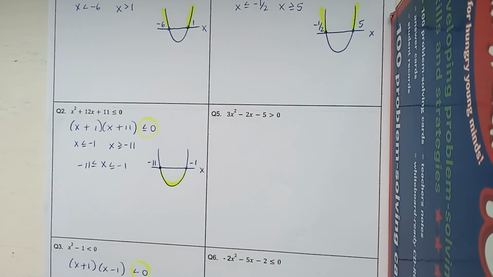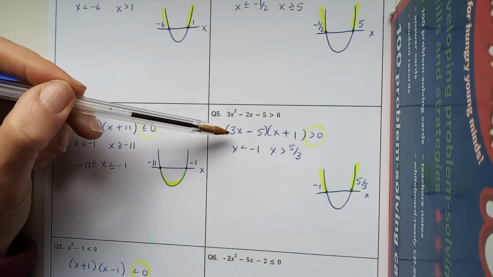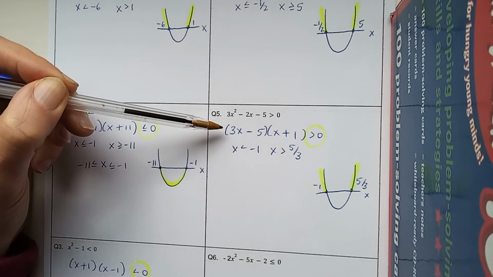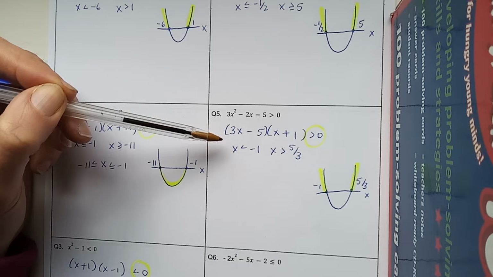On to question 5. First I factorise, next I'll sketch. Again, I'll refer then to my inequality symbol. So I'm looking above the x-axis. X is less than minus 1 and x is greater than 5/3. In each case here, I've gone straight to the final line of the factorisation of the quadratic, but obviously feel free to do this step by step as needed.